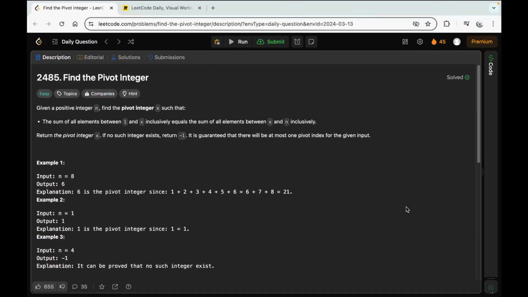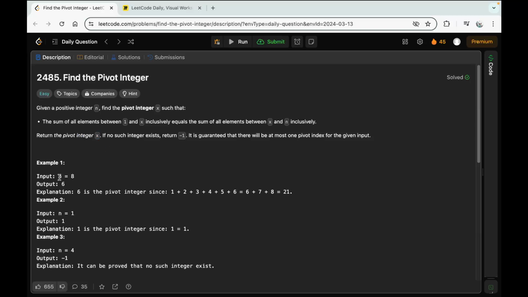Hi everyone, let's solve today's daily challenge, that is find the pivot integer. In this question, we're simply given a positive integer n and you need to find a pivot integer x such that the sum of all elements between 1 and x inclusively equals the sum of all elements between x and n inclusively, and you need to return this pivot integer x.